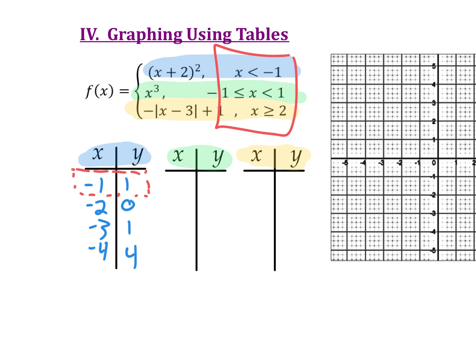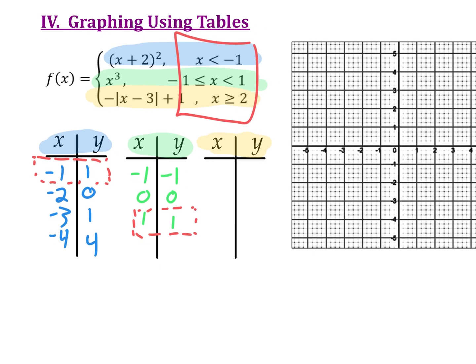Then we go on to the green function. That green function is only defined from -1 to 1. So in my table, I'm going to write out -1, 0, and +1. -1 is included, but +1 is not, so I just need to make a little note of that. +1, you're going to get an empty circle, so I just don't want to forget that. -1 cubed is -1. 0 cubed is 0. 1 cubed is 1. Lovely.